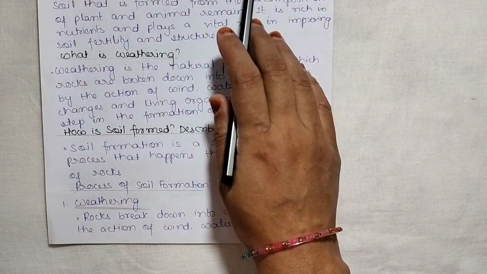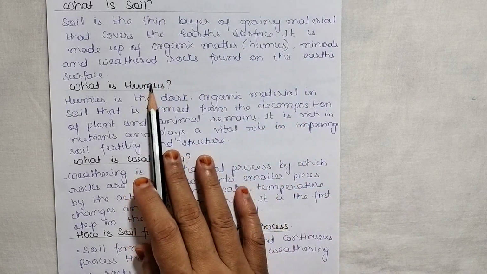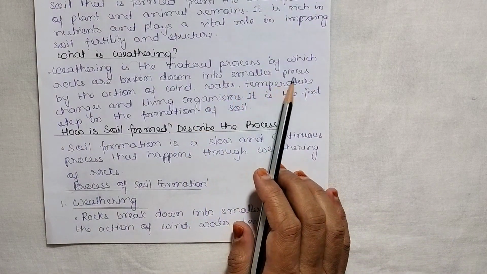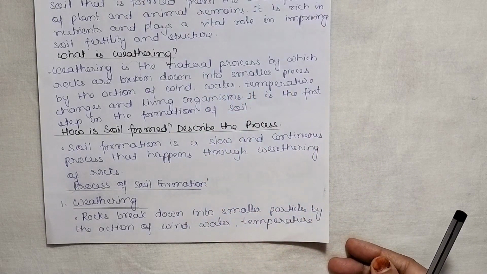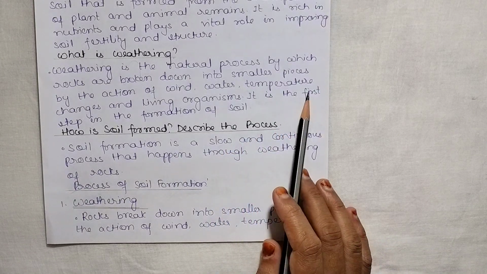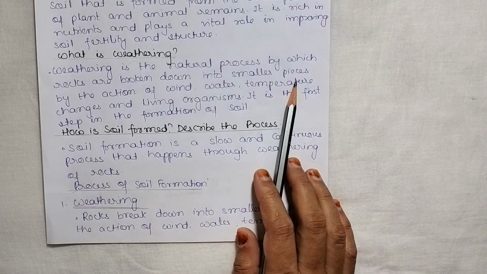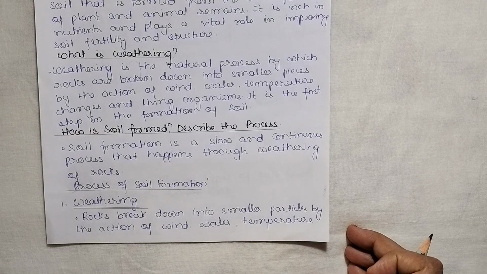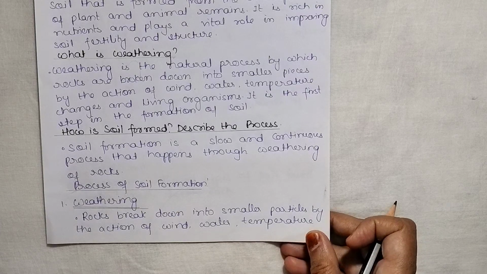So here we have just seen that soil is made up of organic matter, humus and minerals and weathered rock. So that is weathering found on the earth's surface, right? So weathering is a natural process by which rocks are broken down into smaller pieces by the action of wind, water, temperature changes and living organisms. Okay, so by the wind, water or the temperature changes and the living organisms, what happens? The rocks are broken down into smaller pieces. So it is the first step in the formation of soil. Okay, so this is about the weathering.